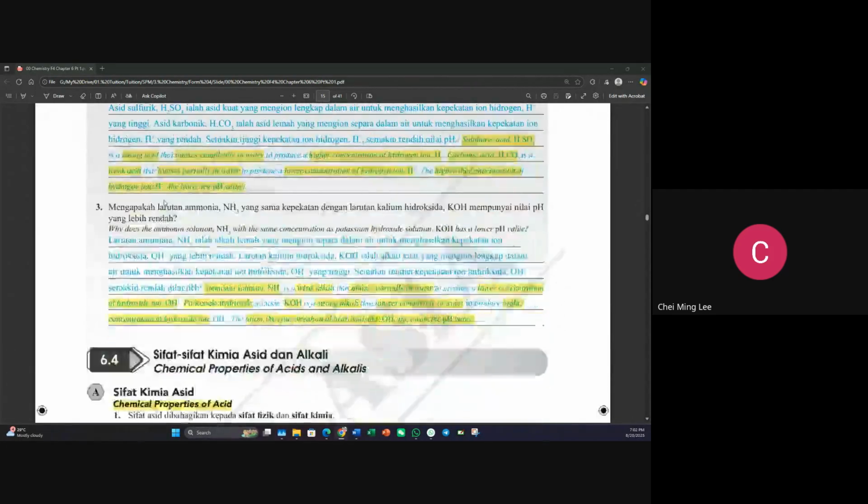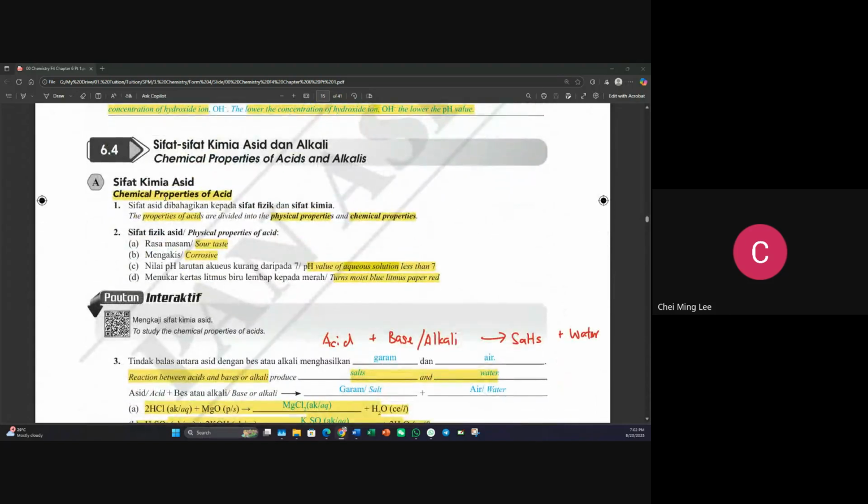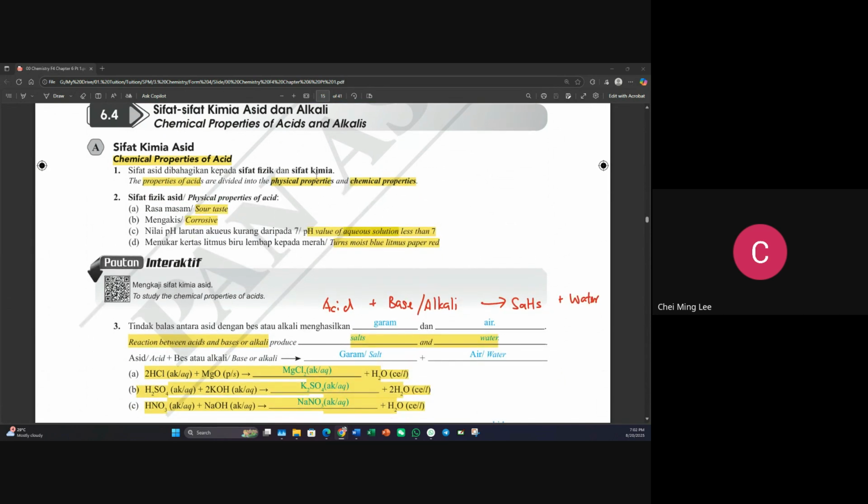So let's see the chemical properties of acid and alkali. For acid, the properties can be divided into physical and chemical properties. The physical properties of acid are sour taste and corrosive. The pH value of its aqueous solution is less than 7, and it turns moist blue litmus paper red.